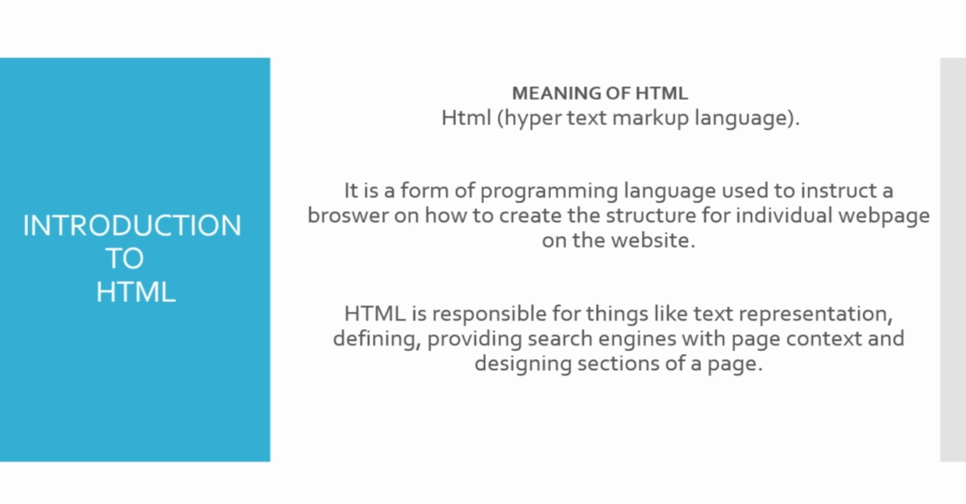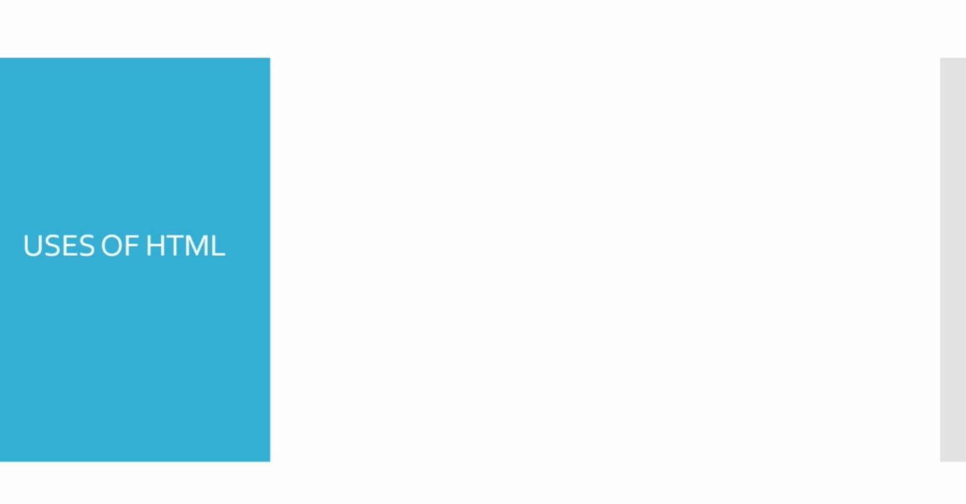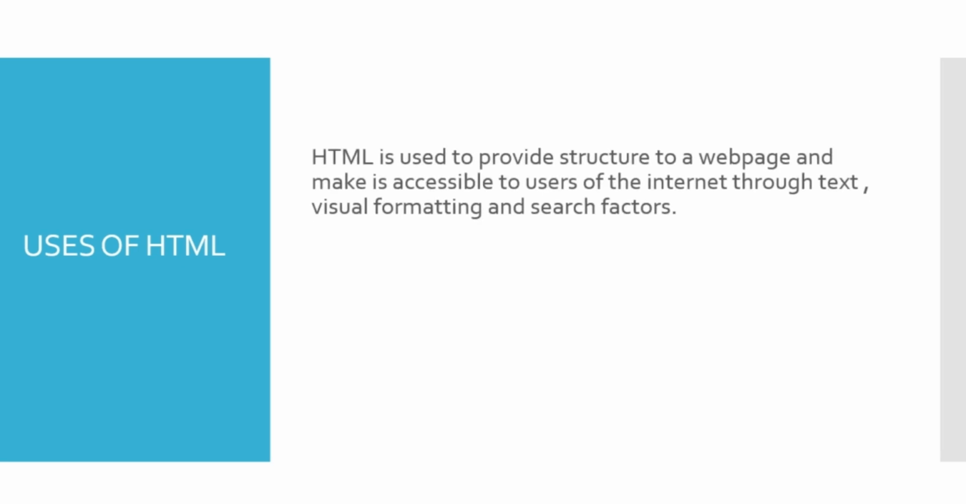HTML is responsible for things like text representation, defining, providing search engines with page contents, and designing sections of a web page. Uses of HTML. HTML is used to provide structure to a web page and make it accessible to users of the internet through text, visual formatting, and search factors.